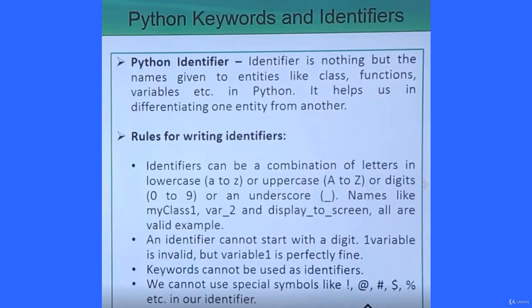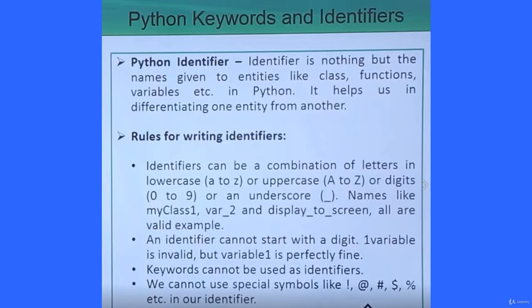So rules for writing identifiers. So identifiers can be a combination of letters in the lowercase or in the uppercase letters, that is capital A to capital Z, and digits ranging from 0 to 9, or an underscore like this one. So these are the valid characters in our identifiers. Names like myclass1, var_2 and display_2_screen. So these are all the valid examples of these identifiers.